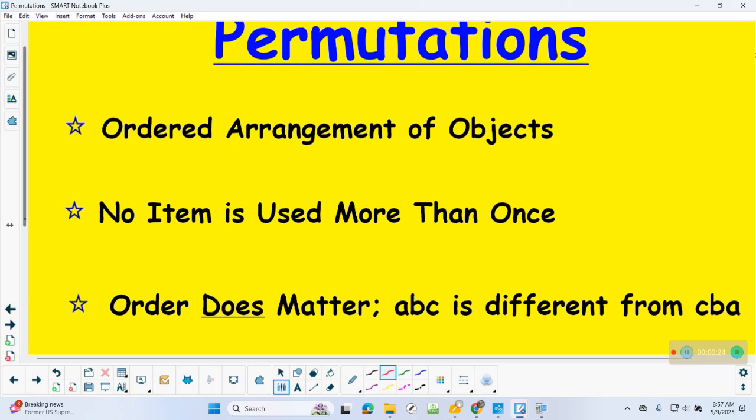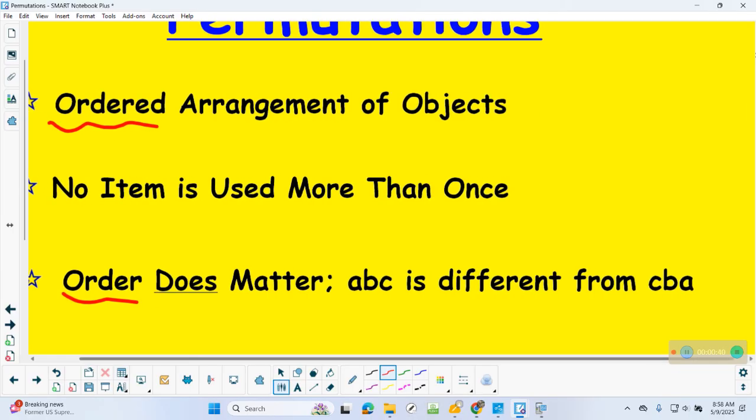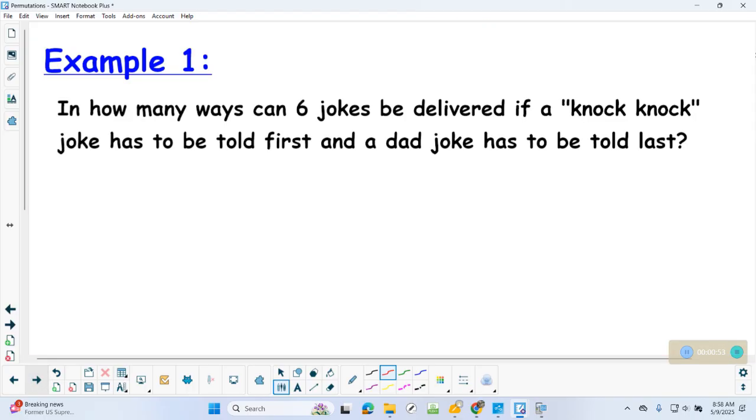Now, keywords here, and I know it's super dramatic as we always are, you're going to keep seeing the word order. Because eventually, Monday, order will not matter, and then it's a combination, so you're going to use a different function in your calculator. Today, the order does matter. So if you're looking at, say, the first three letters of the alphabet, A, B, C, that is a different arrangement than CDA or BAC. So we're looking at all the different ways you can arrange things today. That's what we're going to be working on.